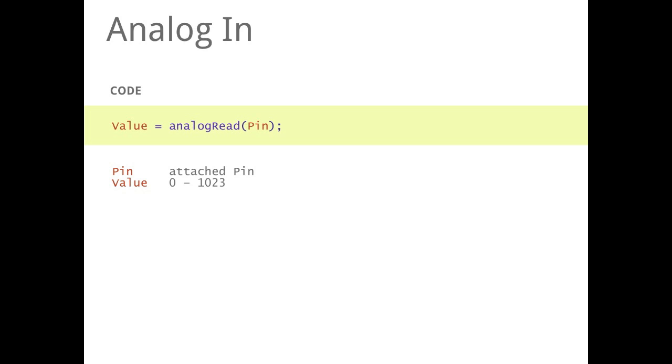The code for that is quite easy too. Value is analogRead and the pin number. The pin again is the attached analog pin this time. It's a row on the lower side of the Arduino. And the value we get here has a range from 0 to 1023, which means that it is 4 times as precise as the analog output, if you remember.